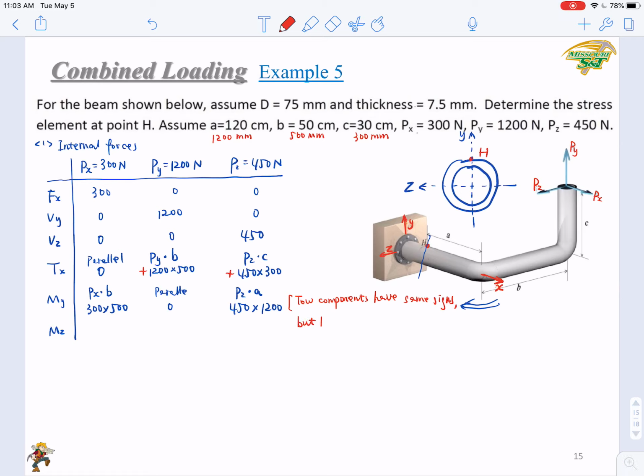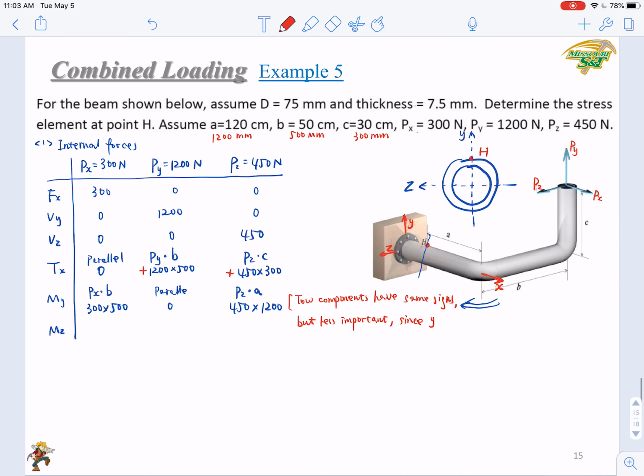But this is not important. Look at this cross section at point H. Well, this point H is actually located on the neutral plane, right? The neutral plane. So the y value, the distance from it to the neutral axis, will be 0, right?